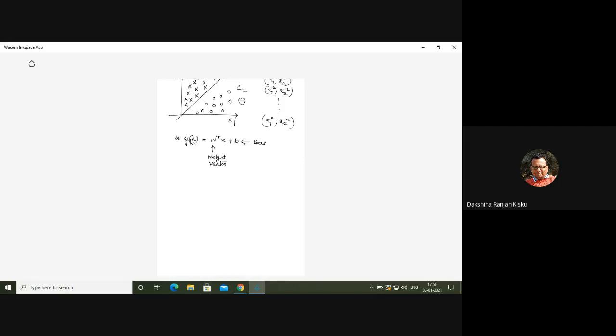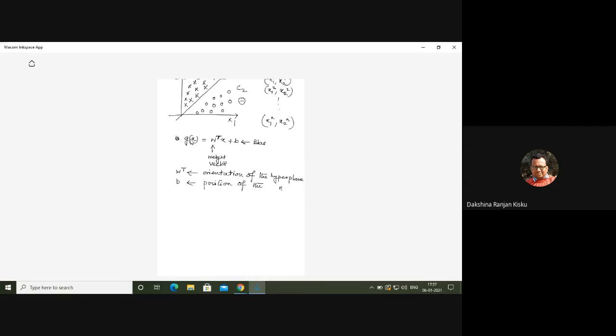So here w^T decides the orientation of the hyperplane for d-dimensional data, and the bias b is responsible for the position of the hyperplane or the position of the linear classifier. So it is responsible for the position of the hyperplane.